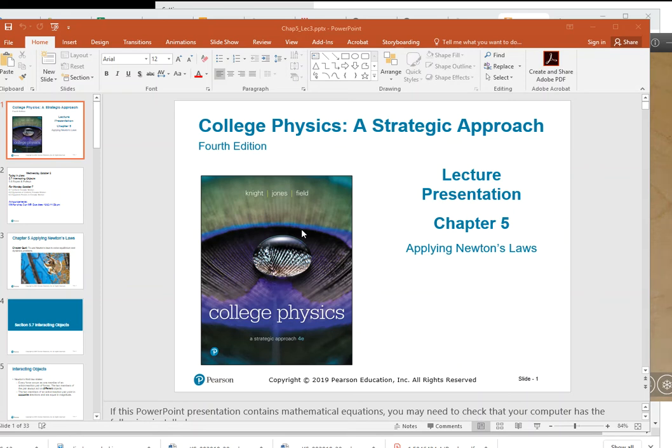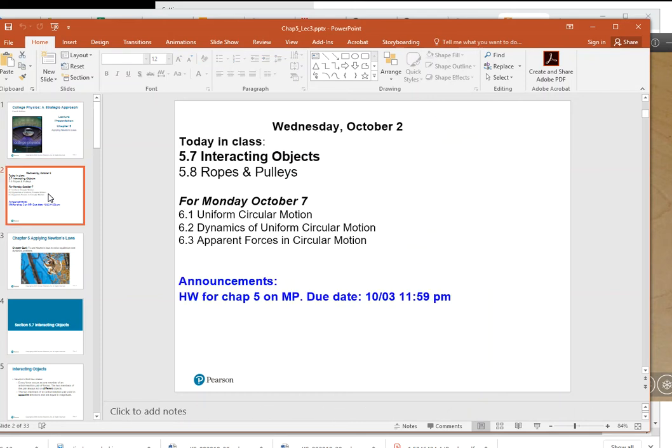Okay, hello everyone. So this is the finishing of Chapter 5, and we're going to be looking at how to apply Newton's laws in a variety of circumstances here. So just to cap off what we're doing today, we're looking at interacting objects. For example, if I had a block pushing into another block, or a car crash or something like that, that would be two objects interacting with each other. And then finally we'll close with ropes and pulleys.